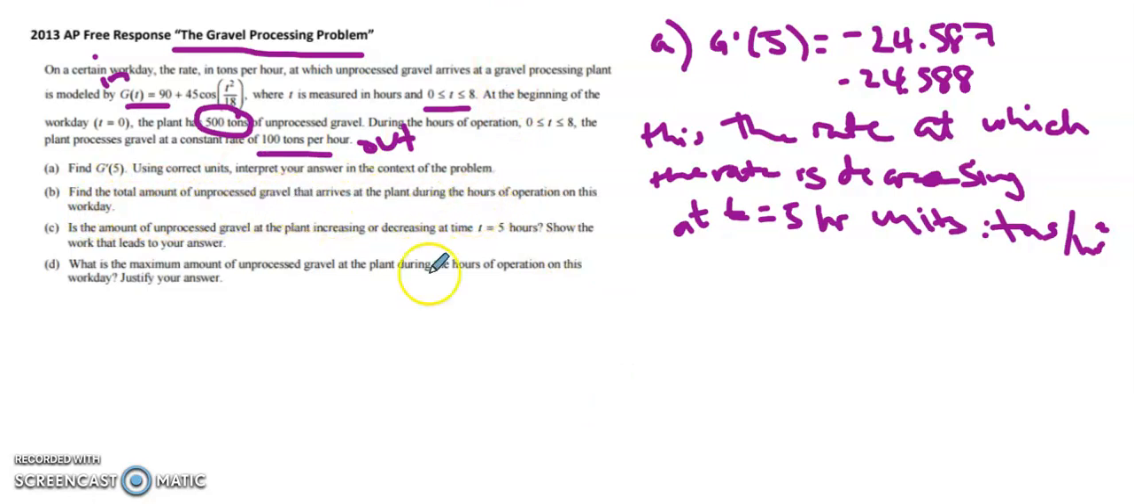All right, part B of this problem states, find the total amount of unprocessed gravel that arrives during the hours of operation on this weekday. The total amount of unprocessed gravel that arrives. That is just going to be the integral. They're asking us to integrate on 0 to 8, the hours of the workday, our G function. So we're integrating G on the hours of 0 to 8.